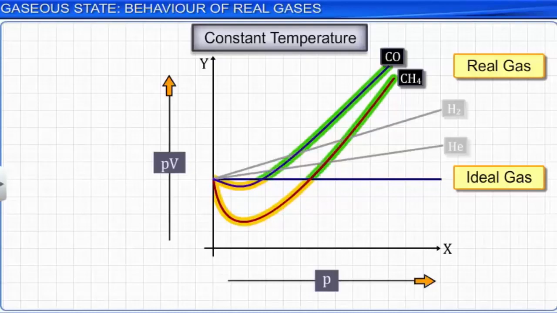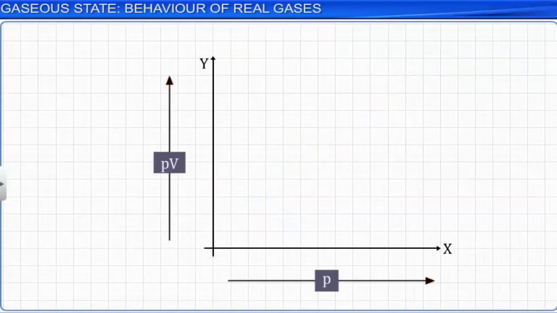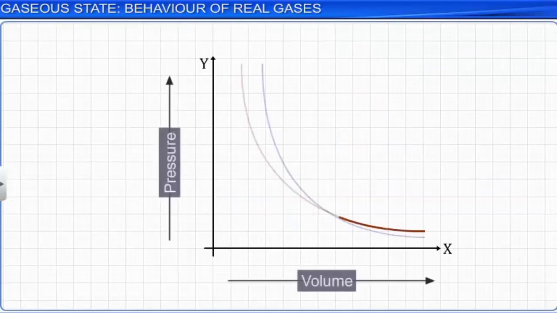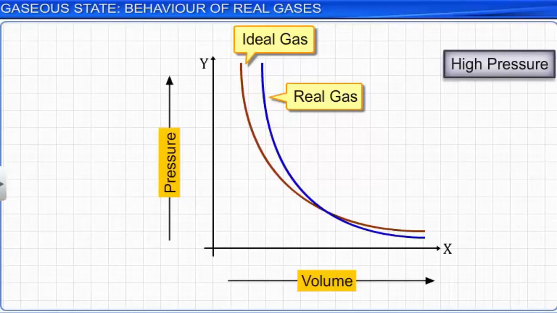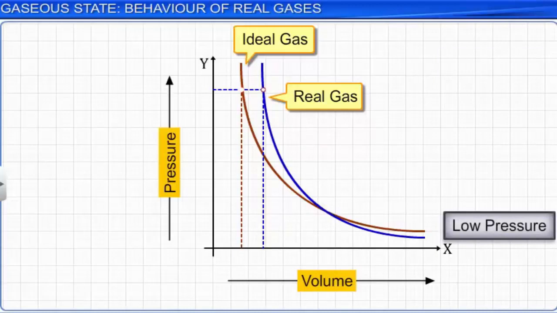Let us observe the nature of the graph obtained for a real gas in a pressure versus volume plot. It is clear from the graph that at very high pressure, the volume occupied by a real gas is more than the volume occupied by an ideal gas. And at very low pressure, the volume occupied by both a real and an ideal gas are almost the same. Hence, at high pressure, these gases significantly deviate from the ideal gas behavior.